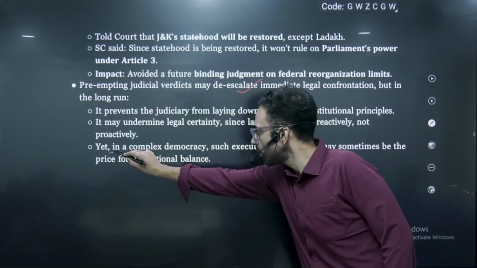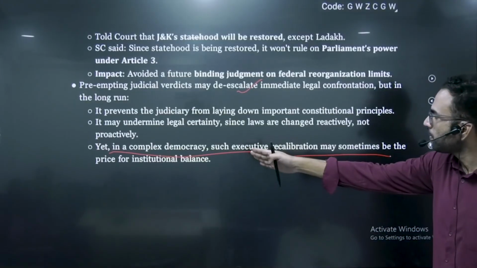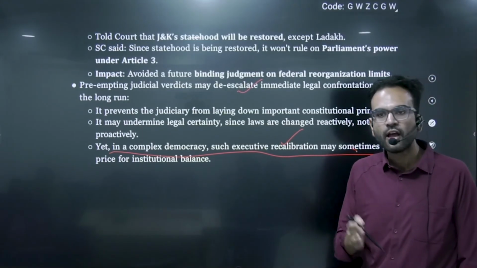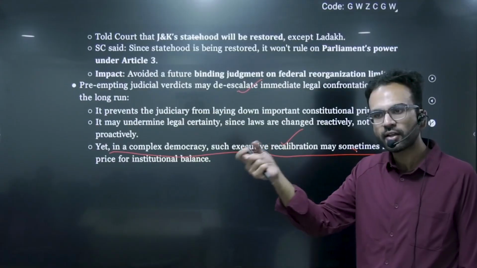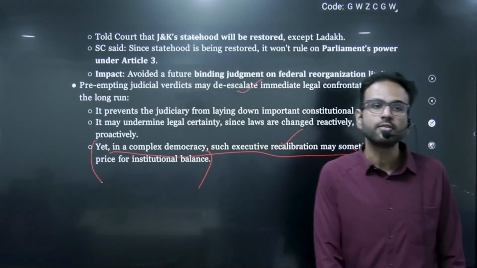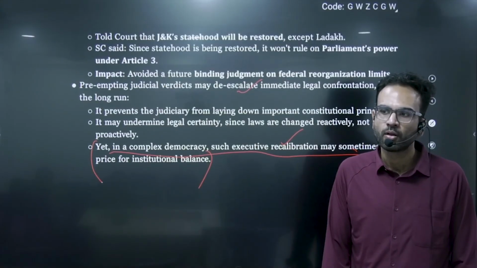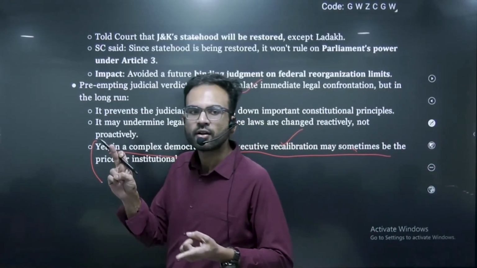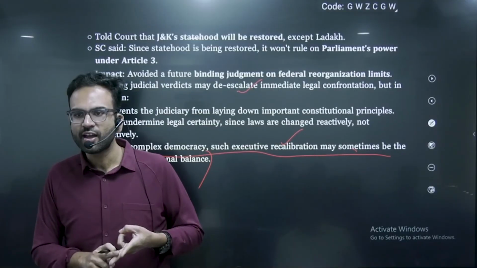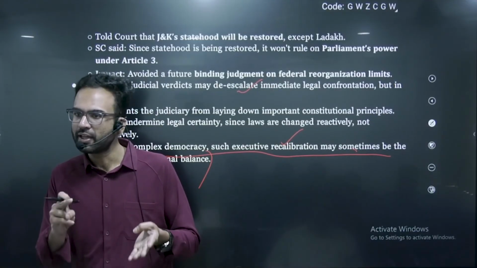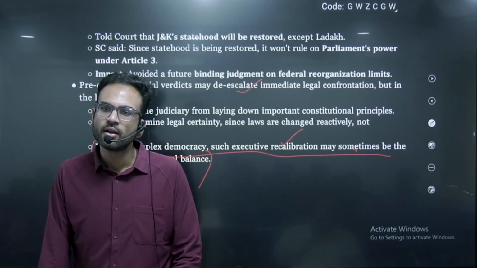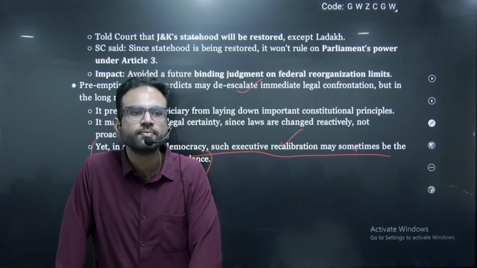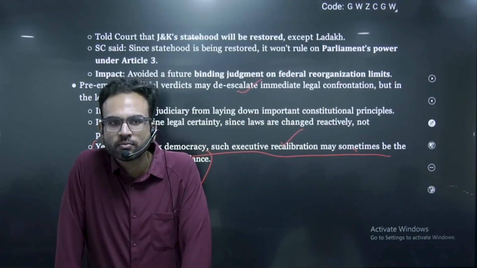But there is a very important, nice line from that article. In a complex democracy, executive recalibration may sometimes be the price for institutional balance. A very balanced way of picking up sentences from the articles and using them in our answers. Okay. So, newspaper articles can be used like this for your training of mind, for your CSAT, for your curiosity, for picking up good lines, statistics, etc. But the way you organize those notes is efficient only when you have a structured thinking. Clear? I hope you enjoyed this class.